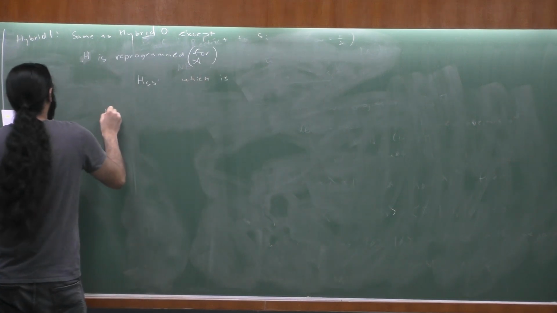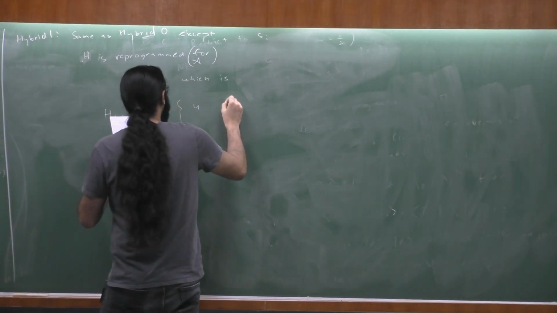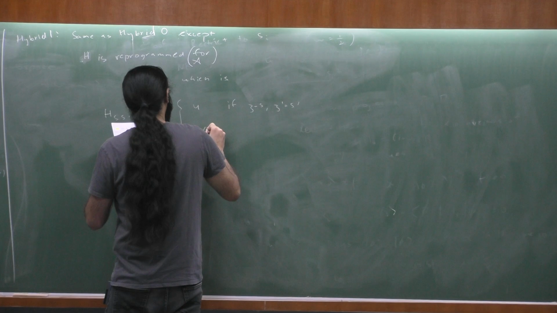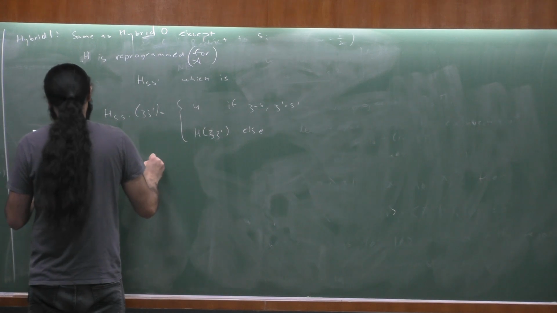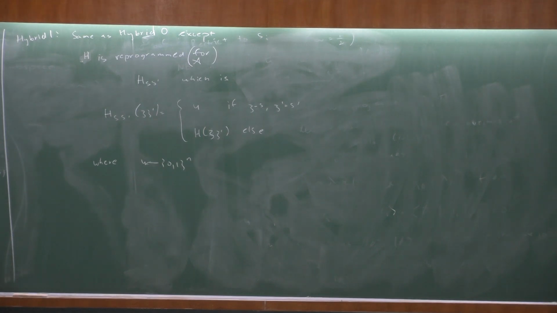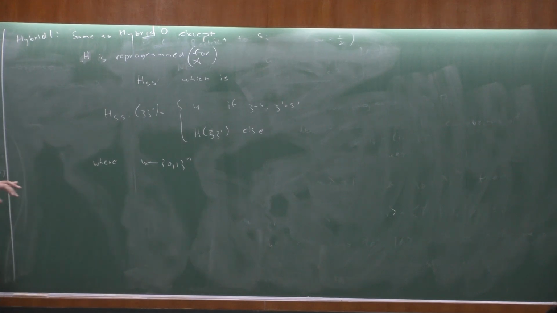H_{S,S'}(Z, Z') is going to be a random string U if Z equals S and Z' equals S', and it would be H(Z, Z') else, where U is uniformly chosen and has length n. Remember the random oracle that we were using had output of length n too. So one might ask why we are doing this. We've not done much. We've just reprogrammed the random oracle at the secret string S, S'. Everything else is the same.